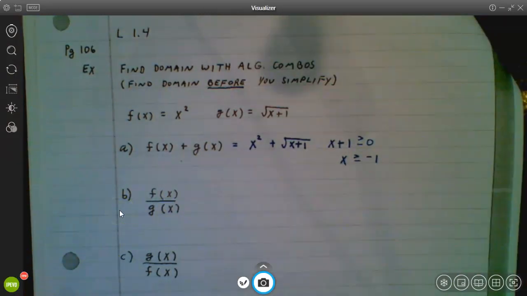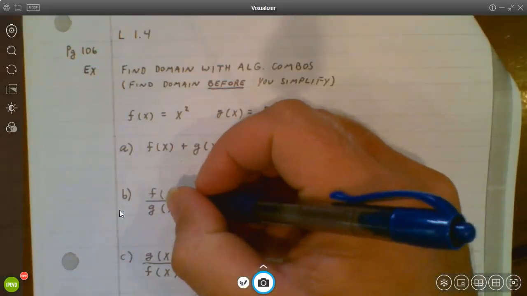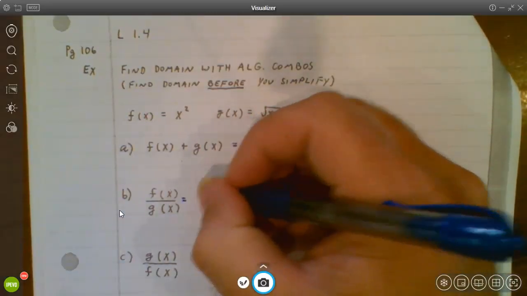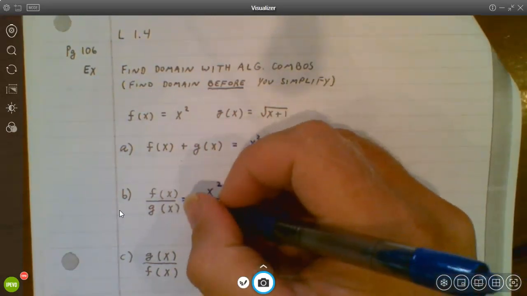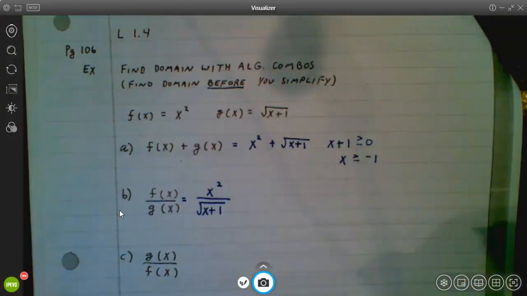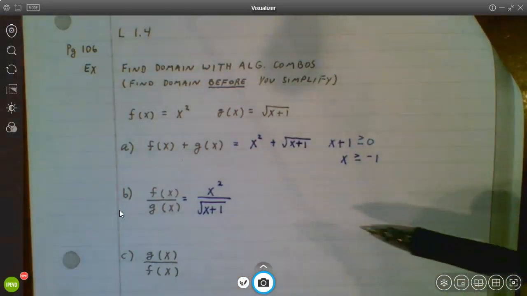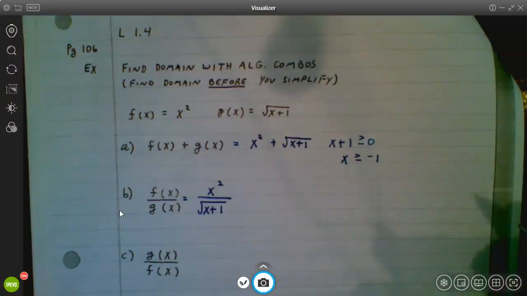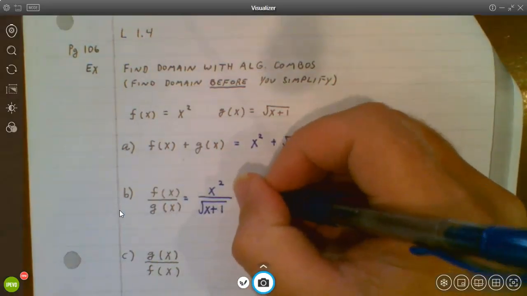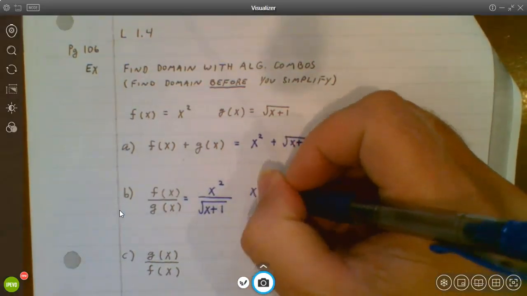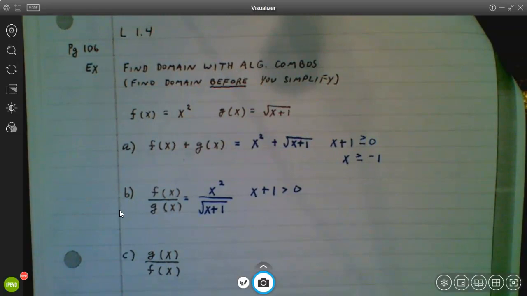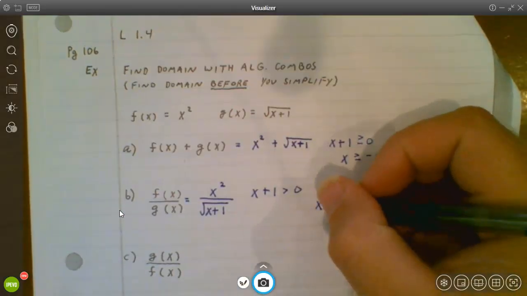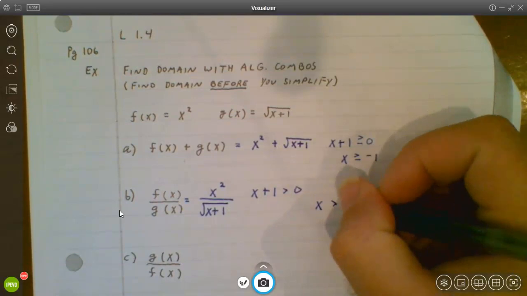Jump down to this one. So we got the fraction. So we're going to put the f of x function on top and the square root of x plus 1 on bottom. Not going to be a whole lot different than the last one, except that the radical is now in a denominator. So the one slight change is that now that it's on bottom, it can no longer equal 0. So it simply has to be greater than 0, not greater than or equal to 0. So if we solve that, we get our domain of x is greater than -1.